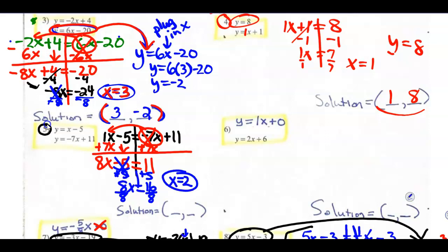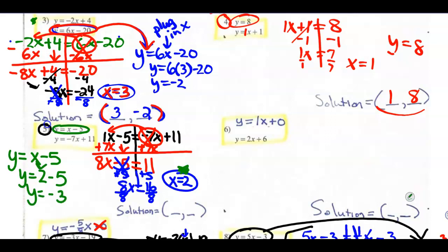To find my y, I'm going to come over here in green. I'm going to pick one of these equations. I'm going to pick the top one. Y equals x minus 5. And then my y equals, my x is 2. 2 minus 5. I plugged in my x because my x is right here. So y equals negative 3. So my solution is 2, negative 3. So at this point, I want you to pause your video. The last one you're going to do is number 6, and then you check your work against mine.